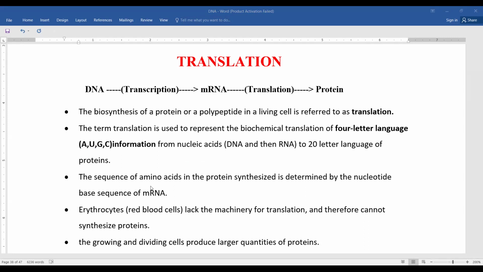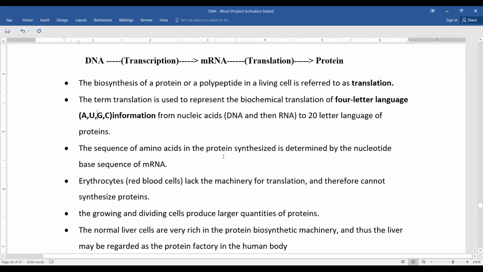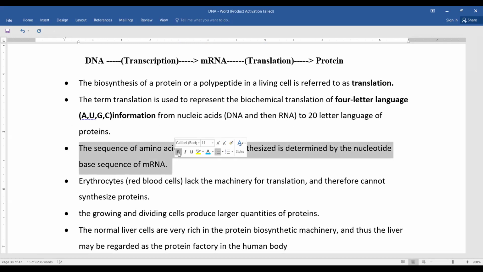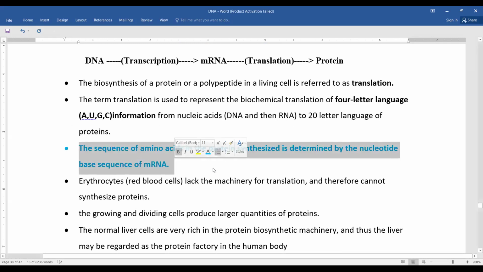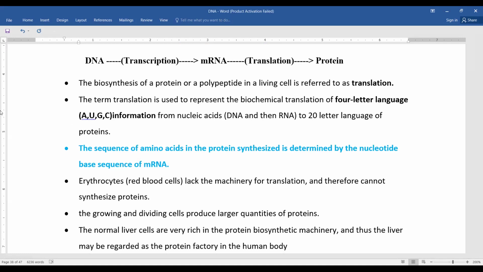The sequence of amino acids in protein synthesis is determined by the nucleotide base sequence of the mRNA. If you understand this, you will understand the whole of protein synthesis. This is the one thing to understand.